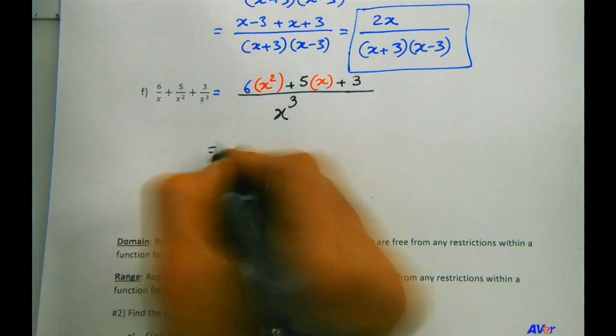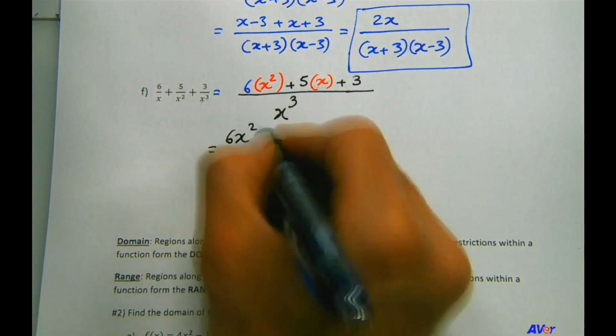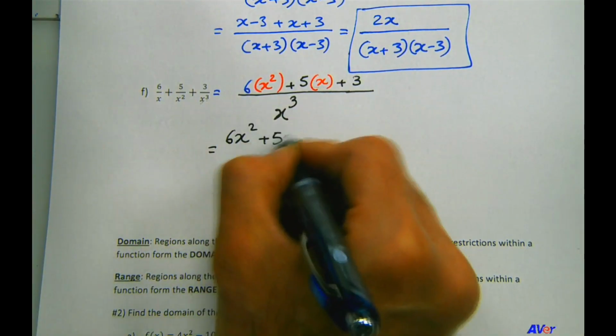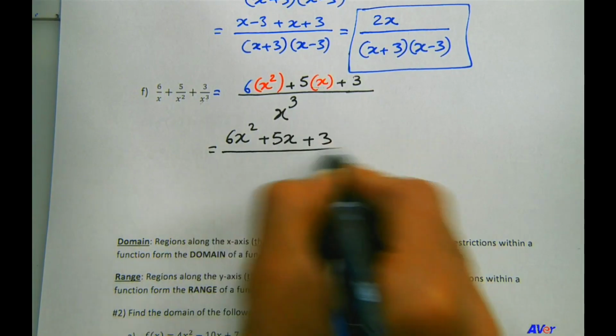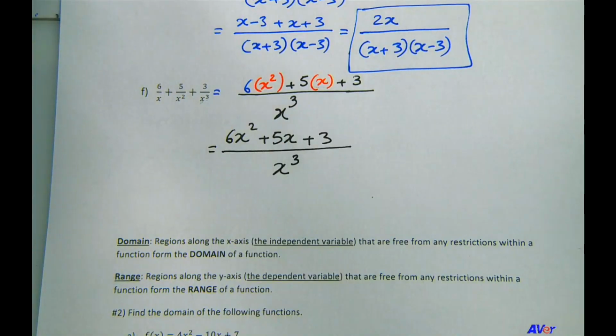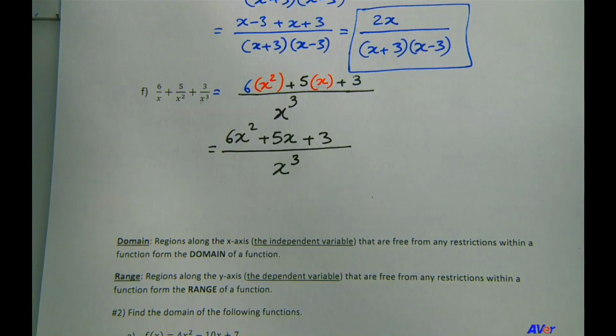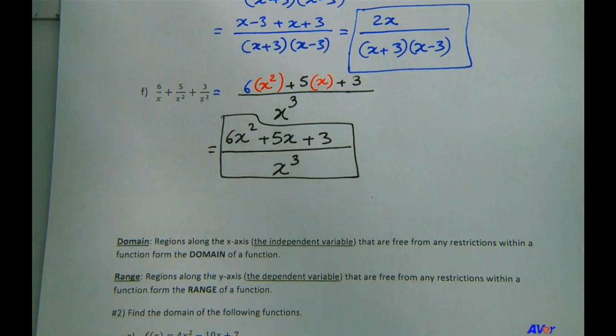Okay. So that is equal to, let's distribute and simplify. We have 6x squared plus 5x plus 3 over x cubed. So I'm wondering if we can factor the numerator. Let's see. Definitely not. So we'll leave it as it is. So this is the final answer.